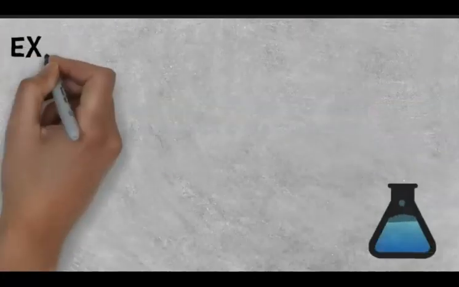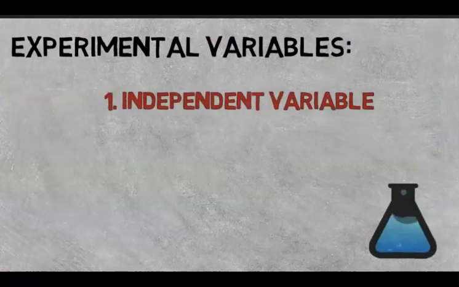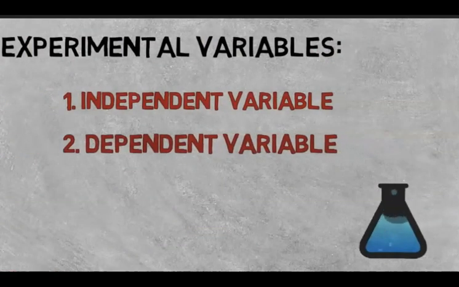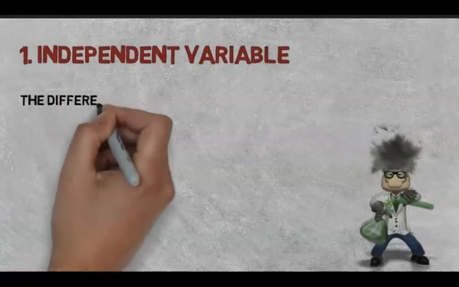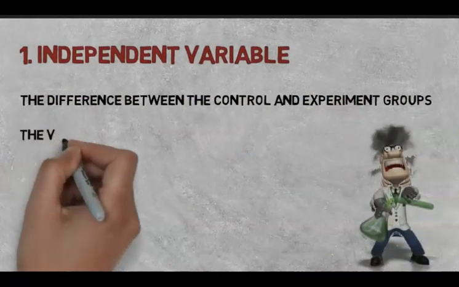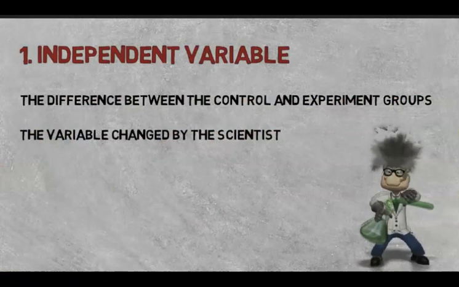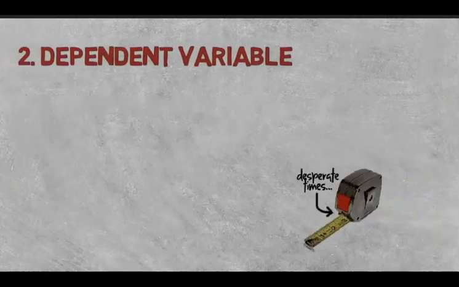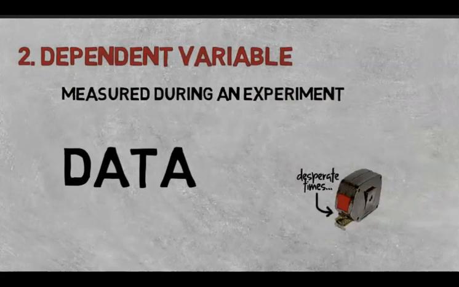There are 2 main types of variables in an experiment, the independent variable and the dependent variable. The independent variable is the difference between the control and experimental groups of an experiment. The independent variable is the variable changed by the scientists to test the experiment's hypothesis. The dependent variable is the thing being measured during an experiment, also called data.